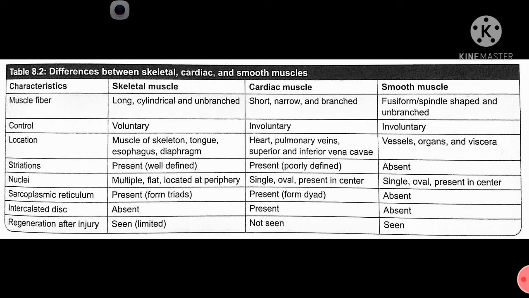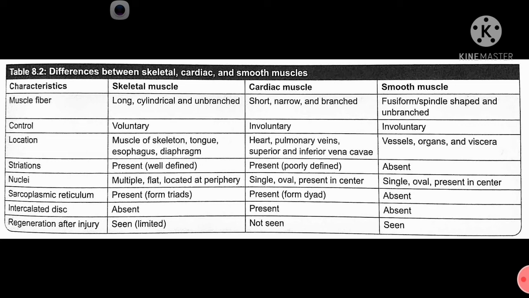And now we will talk about the intercalated disc. In skeletal muscle, the intercalated disc is absent. In case of cardiac muscle, the intercalated disc is present, and in case of smooth muscle, the intercalated disc is absent. And now we will talk about the regeneration after injury.